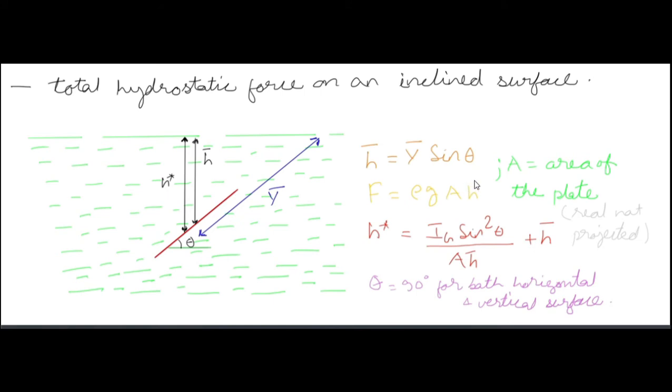And don't write that theta value. Theta is 90 degrees for horizontal and vertical surface. It's wrong, because for a horizontal surface theta will go to 0. It will not fit in the formula, that's why I'm saying don't write this theta value. Remember these: total hydrostatic force is equal to rho g A h bar. It's written h, it should be h bar. And h star, that is the center of pressure height, is equal to Ig sine square theta by A h bar plus h bar.